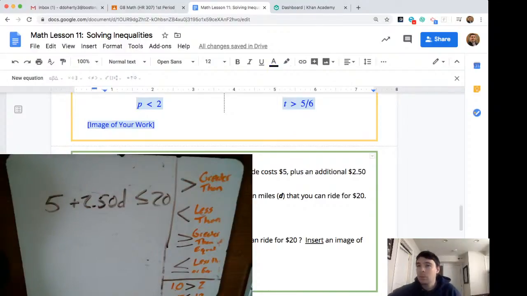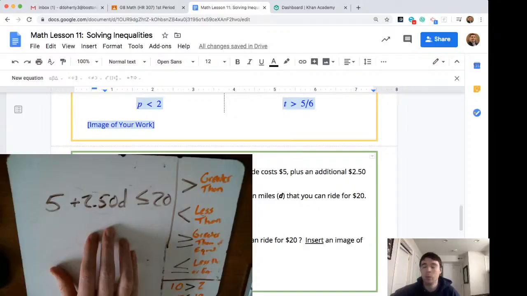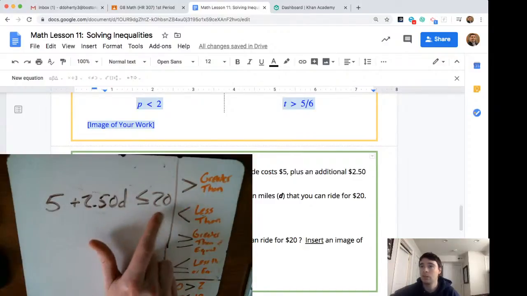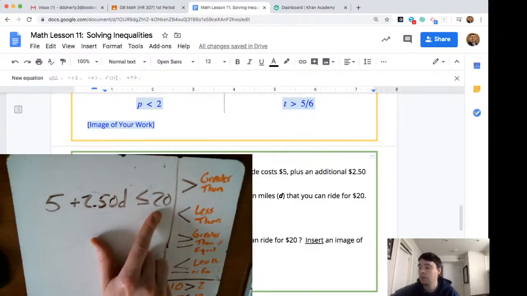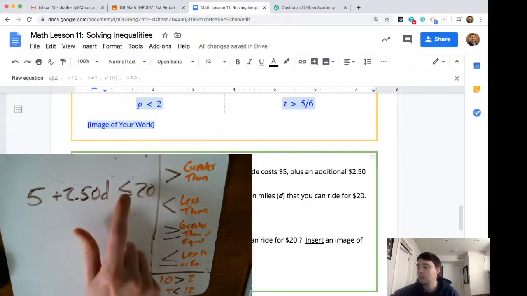Now, part of the reason we build these inequalities in the real world and learn to solve them is they provide solutions to these real world word problems. In this case, we want to know what is the maximum distance we can travel on our $20. So we're going to try to solve this inequality, figure out what is the biggest number for D that will keep the total cost less than or equal to 20.